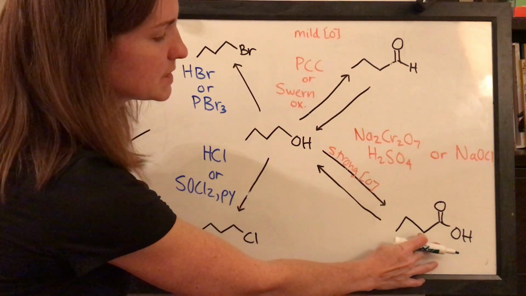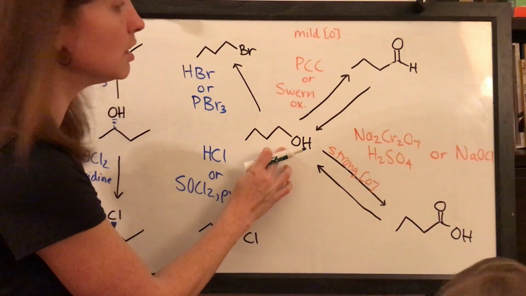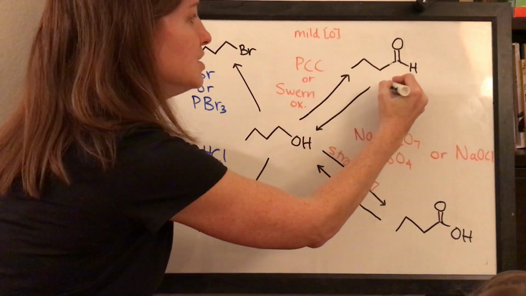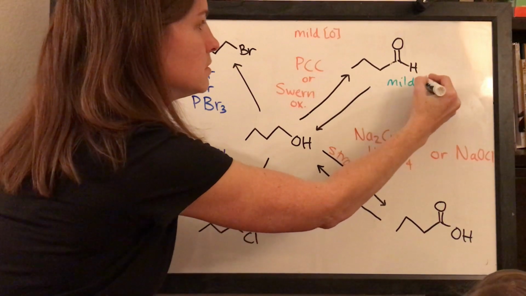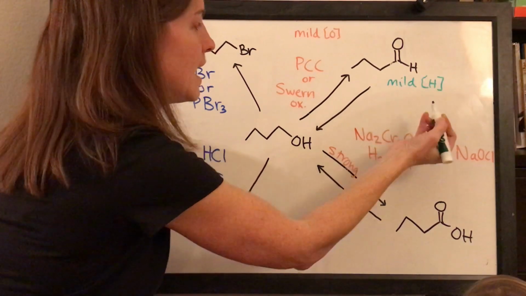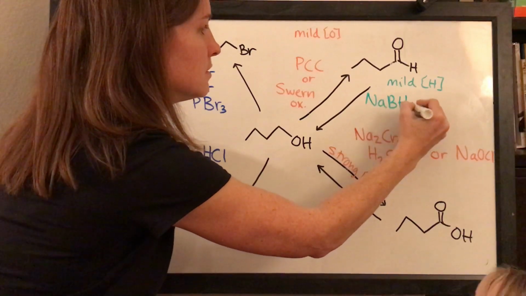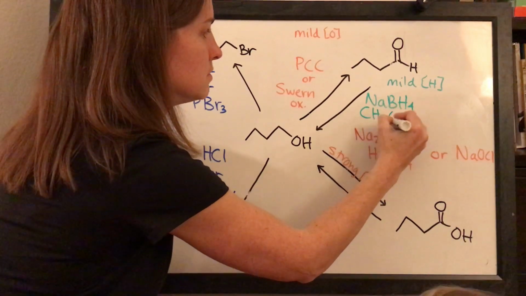Okay, we're filling in reducing agents. So if I want to take a carboxylic acid and reduce it down to an alcohol, actually let's start with the aldehyde. The aldehyde down to the alcohol, I just need a mild reducing agent because aldehydes are very reactive. And so in this case, I'm going to use sodium borohydride with methanol.